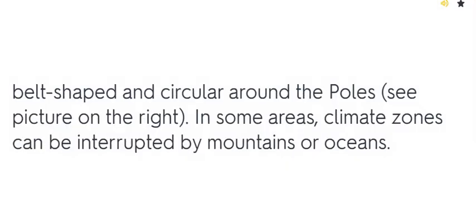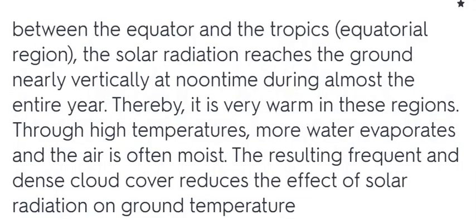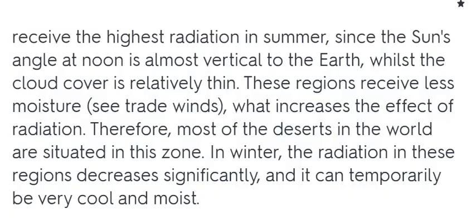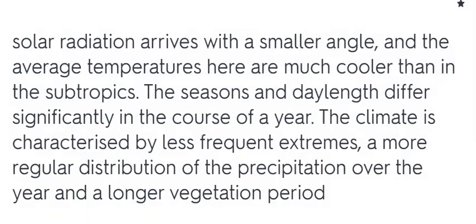Climate zone. Belt-shaped and circular around the poles. In some areas, climate zones can be interrupted by mountains or oceans. Tropical zone. Subtropics. Temperate zone. Cold zone.